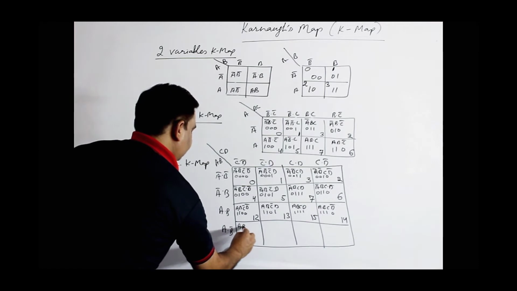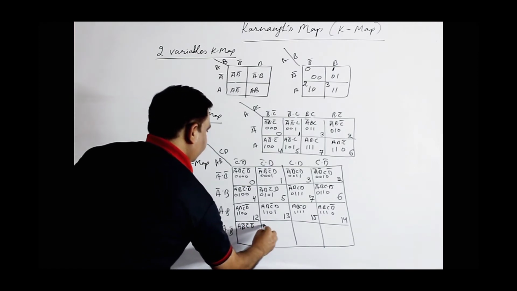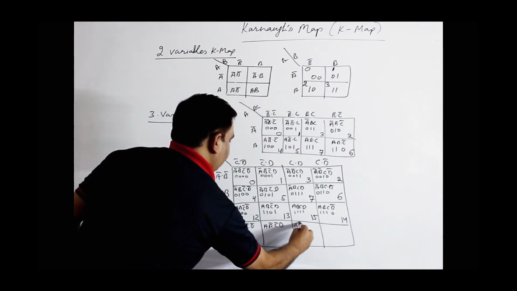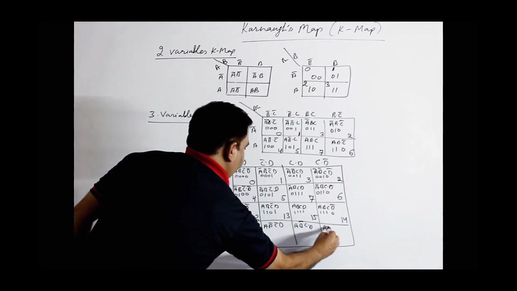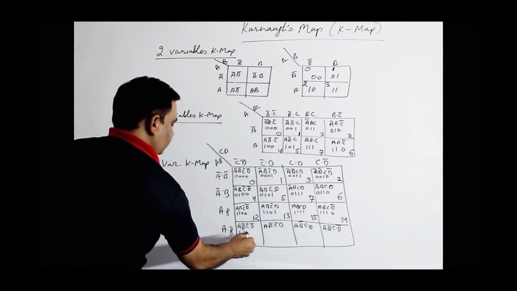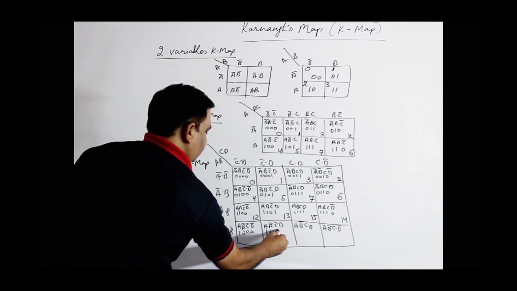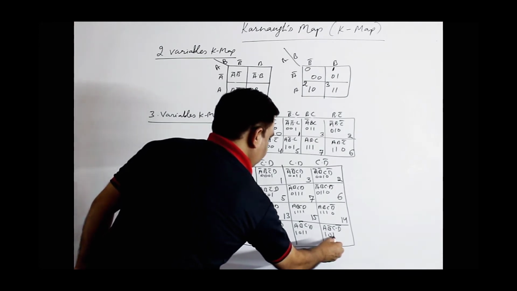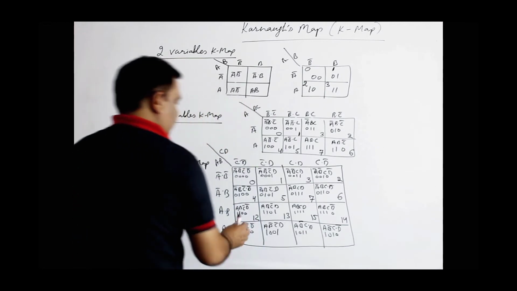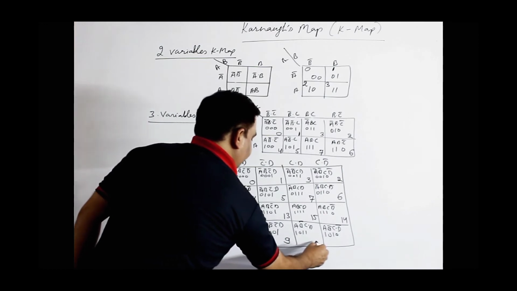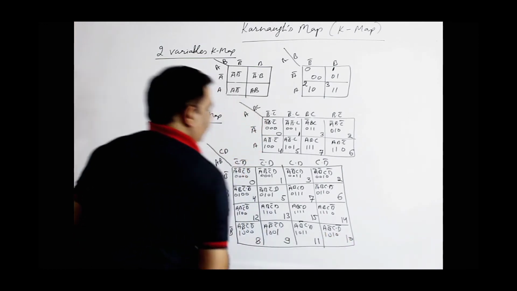Here A B complement, C complement, D complement; A B complement, C complement, D; A B complement, C D; A B complement, C D complement. So, 1 0 0 0, 1 0 0 1, 1 0 1 1, 1 0 1 0. So, here it is 8, here it is 9, it is 11 and it is 10.